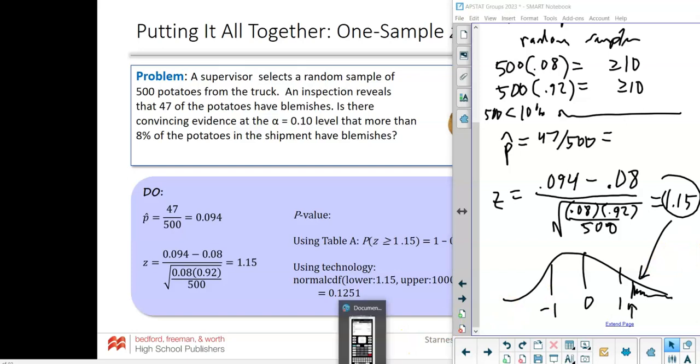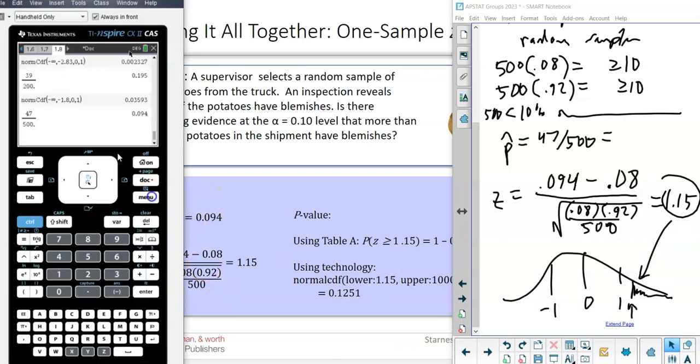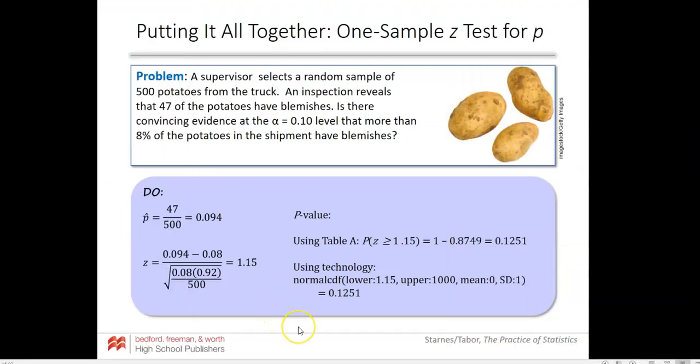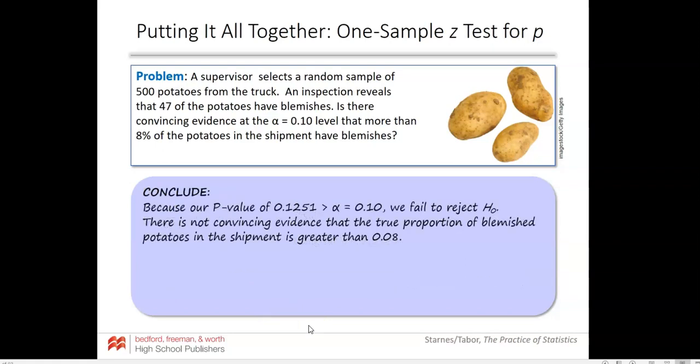So then you get out your calculator. Menu 6, 5, 2. So it's 1.15 to infinity. I'm just going to put a big number. And you can leave default because this is Z value. So you get 0.125 or 12.5%. So 12.5% is more than the alpha level of 10%. So because our p-value is 12.5%, which is more than the alpha level of 10%, we fail to reject the null. We don't have convincing evidence that the true proportion of blemished potatoes in the shipment is greater than 0.08.